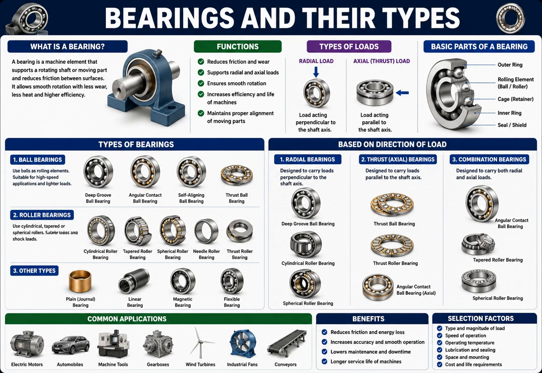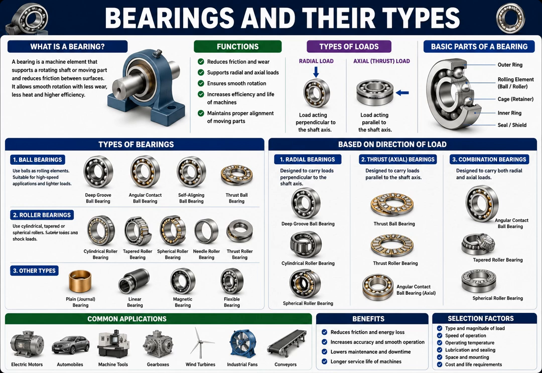Now look at the roller bearings. Instead of balls, they use cylindrical rollers. Because rollers have larger contact area, they can carry heavier loads. That is why roller bearings are used in gearboxes, industrial machines, and heavy equipment.